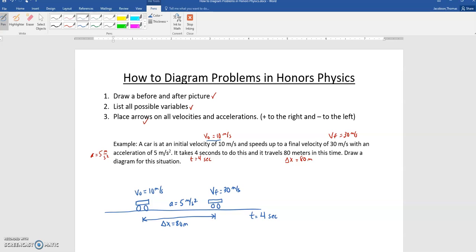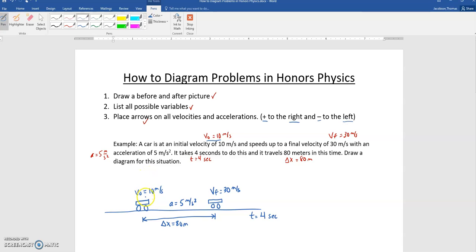We do want arrows, and I know we're going to get into this more later on, and you're going to maybe ask yourself why you're doing this, but it will become important in later chapters that you understand that acceleration and velocities are things called vectors, and they have directions. And like I put here, if a velocity or an acceleration is positive, we're going to say that the arrow points to the right, and if it's negative, it points to the left.